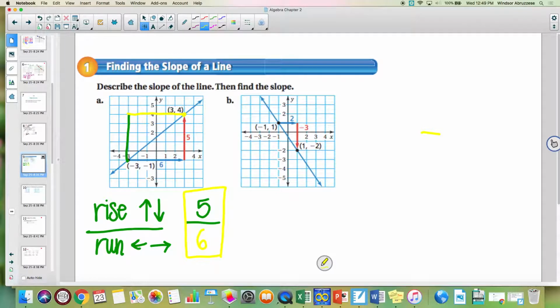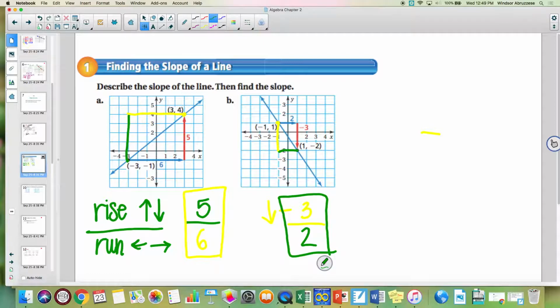Now I'm going to start at this coordinate of -1, 1, and I'm going to rise down. When I go down, that is negative. 1, 2, 3. -3. Now I'm running to the right. 1, 2, which is a +2. So my slope here is -3/2.